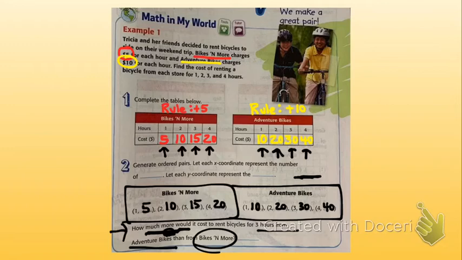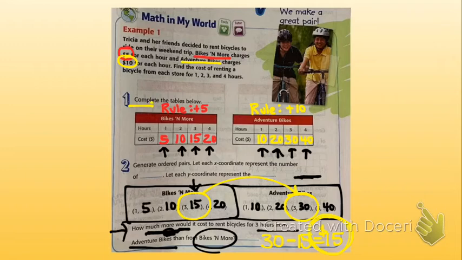So after 3 hours here, let me get a yellow one, you guys can see that better. 3 hours here, it's going to cost me $15, and 3 hours here, it's going to cost me $30. So how much more is this one from this one? That's what they're asking. Well, I think the easy way to solve that is we're going to be subtracting the adventure bikes minus the bikes and more. So our total is going to be $15 more.